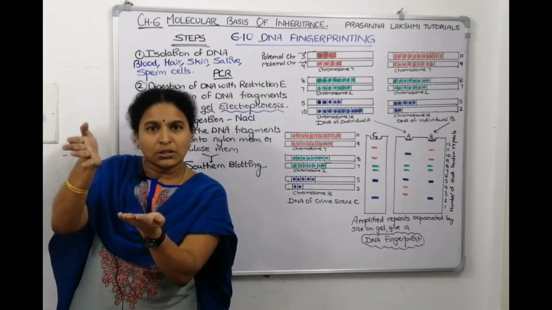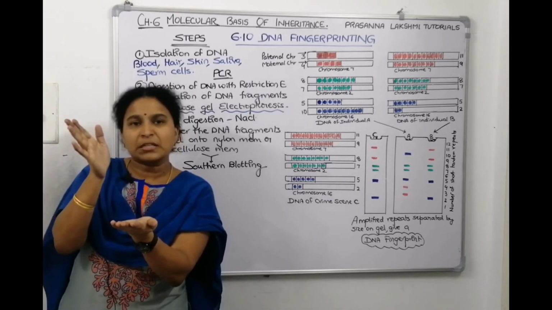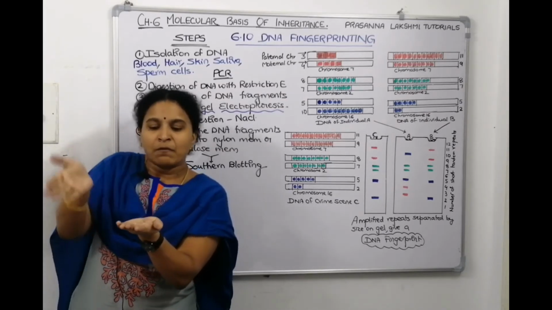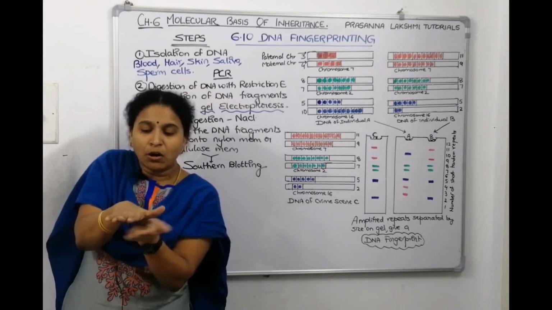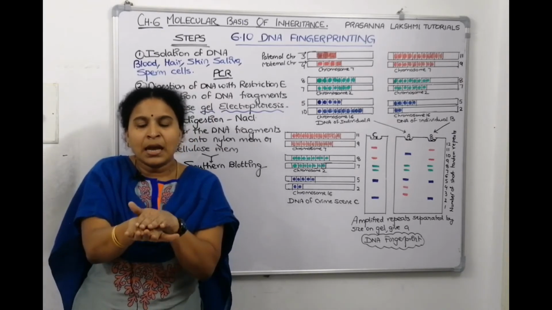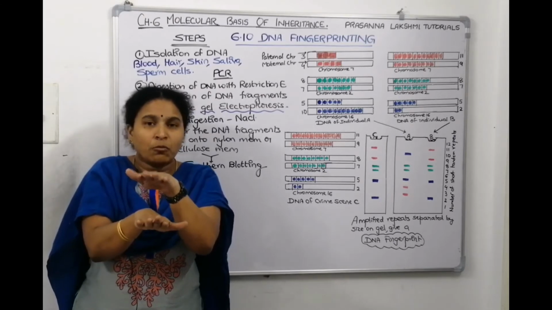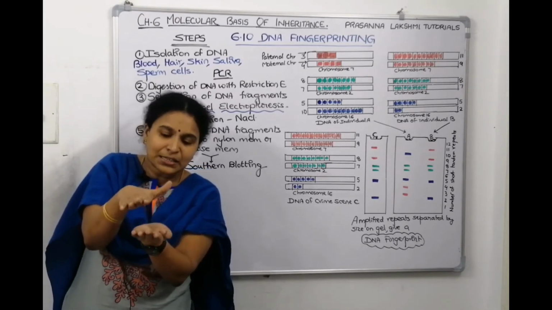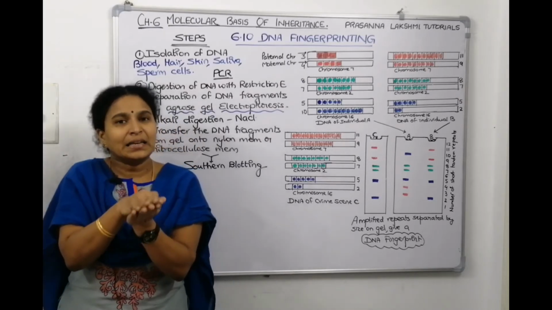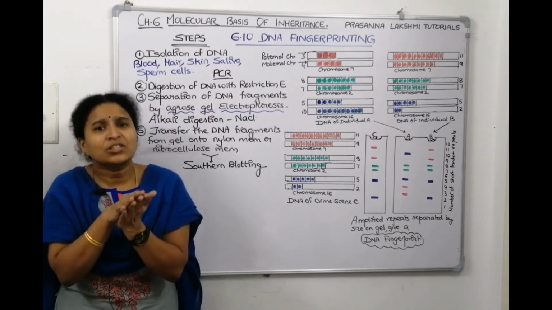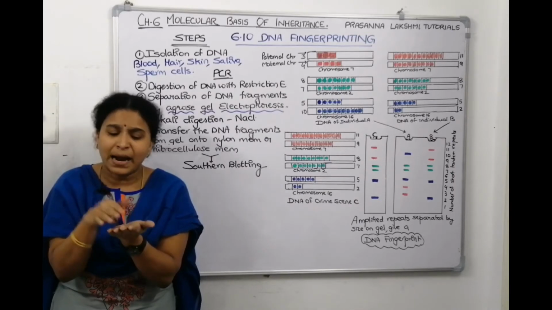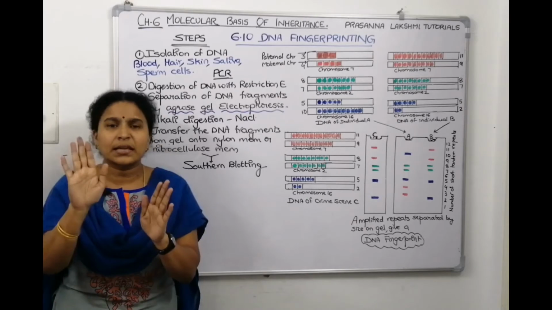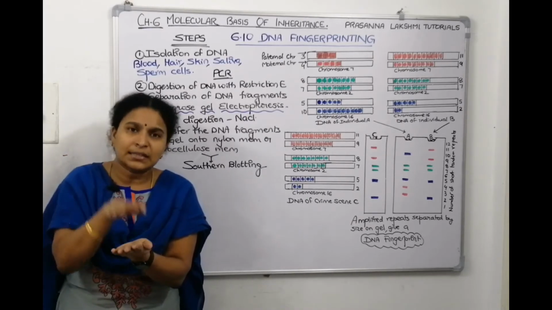Now I'll take a nitrocellulose membrane. Paper is hard, it is rigid, right, when compared to the gel. So we'll keep it on top of this, and on top of the nitrocellulose membrane, I'll keep so much weight. When I keep weight, what happens? Because of that weight, this presses and the DNA gets transferred from here to here. That technique is called Southern blotting. We are just blotting the DNA bands from the gel onto the NC membrane. This is the gel and this is the NC membrane. That's why it's called the Southern blotting technique.